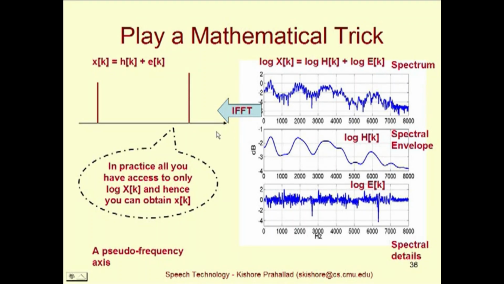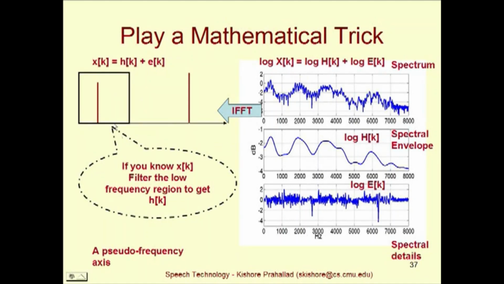But from the analysis we have seen earlier, we know that the low frequency region corresponds to the spectral envelope and the high frequency region corresponds to the spectral details. So that's a clue here. To understand that the low frequency region corresponds to the spectral envelope, we have gone through the bottom-up analysis. So if you know x of k, what you can do to get h of k is to simply filter the low frequency components. That means use only the coefficients present in the low frequency region to get h of k. This is a crucial point here.